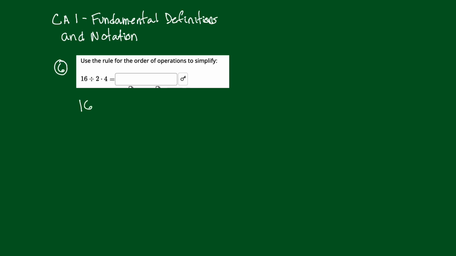So I'm going to have 16 divided by 2 times 4, just moving left to right. 16 divided by 2 is 8, times 4. How about 32? So let's write a 32 in our answer field here. So we're saying that this right here is another way of writing 32.